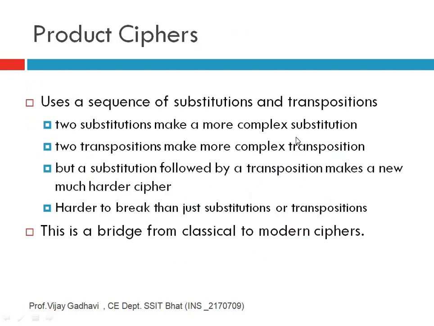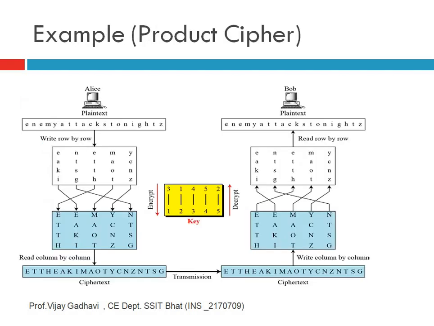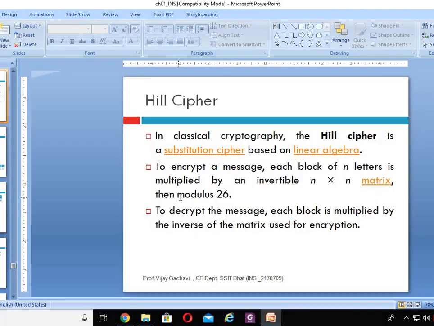We can use a sequence of substitutions and transpositions in different ways. Two substitutions make a more complex substitution, two transpositions make a more complex transposition, but a substitution followed by a transposition makes a new, much harder cipher, harder to break than just a substitution or a transposition. This is a bridge from classical to modern ciphers. This is an example.